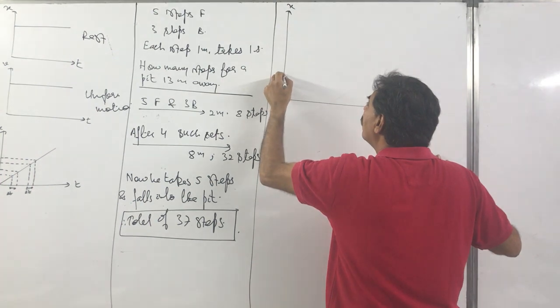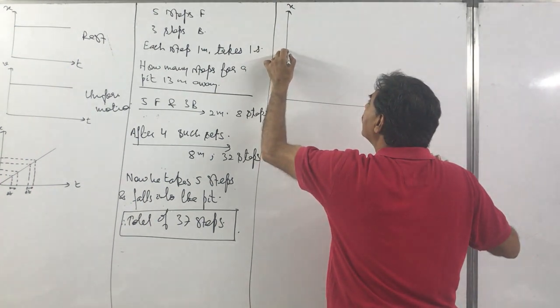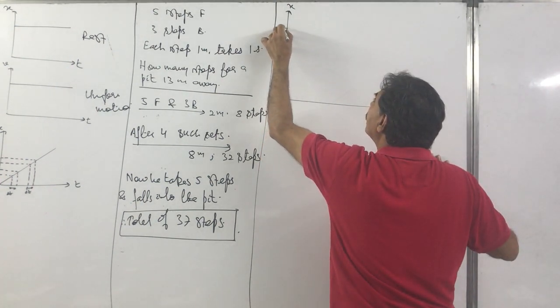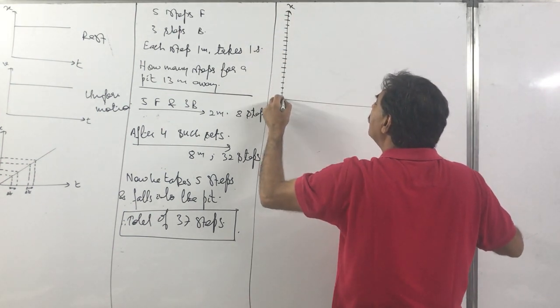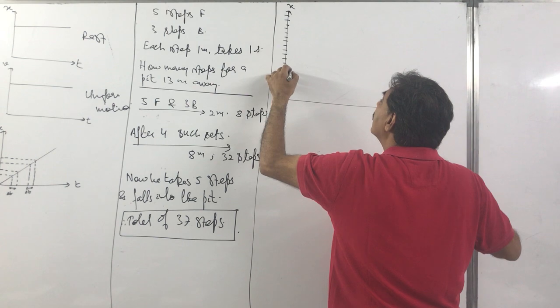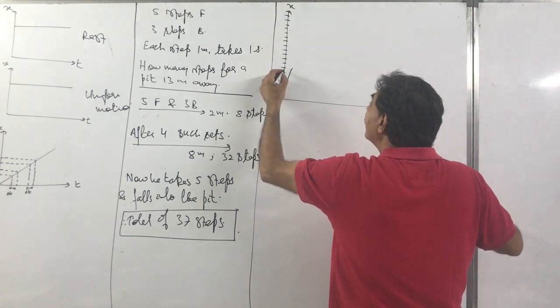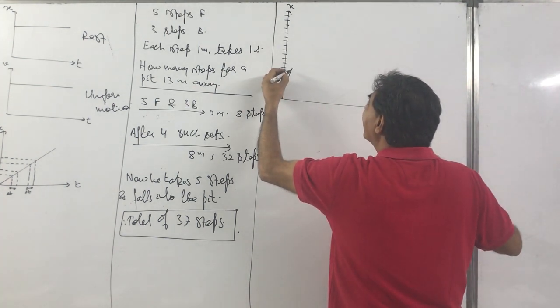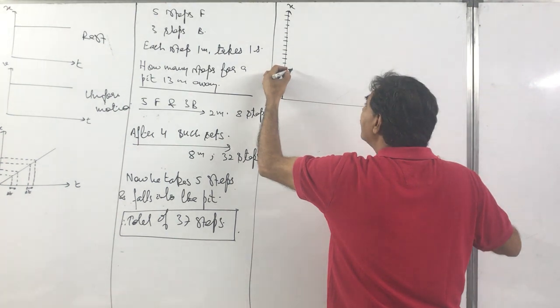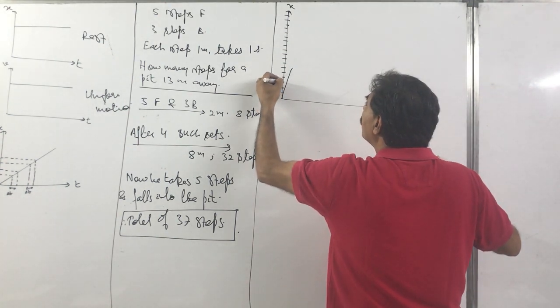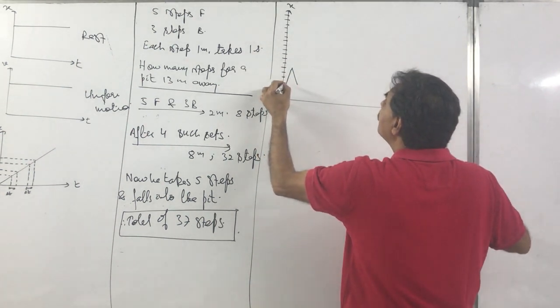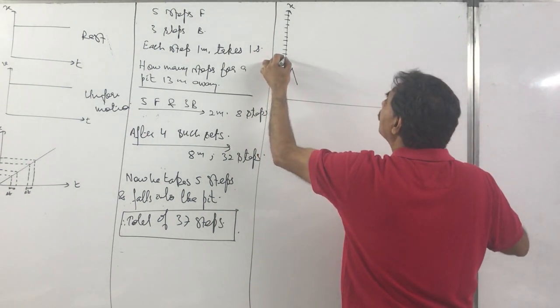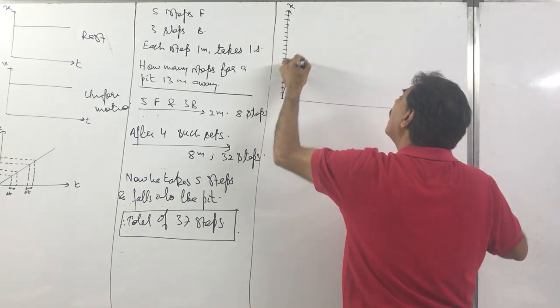If we have 1, 2, 3, 4, 5, 6, 7, 8, 9, 10, and so on, 1, 2, 3, 4, 5. He moves 5 meters. Then he will come back 3 meters. It means 1, 2, 3. Then he will move 5 more, 1, 2, 3, 4, 5. Here. Then he will move up to here.